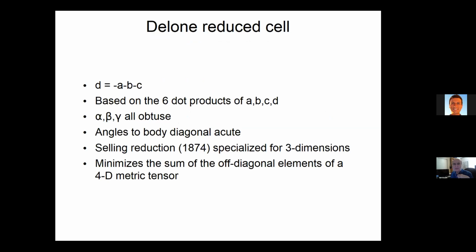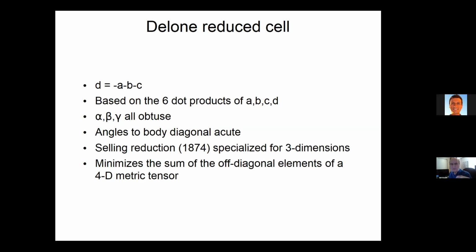The Delaunay reduced cell is a little different. It starts by defining a vector D for diagonal that is the negative of the sum of all 3 of the basis vectors. And the cell is based on the 6 dot products of A, B, C, and D. One of the consequences of the reduction process is that A, B, and C will all be obtuse. This was actually discovered by Bravais in 1850.